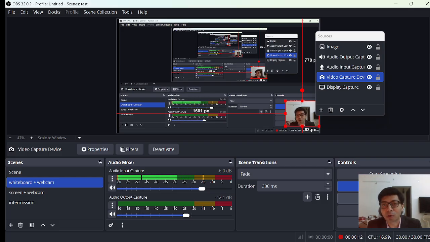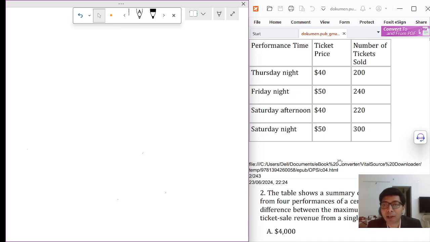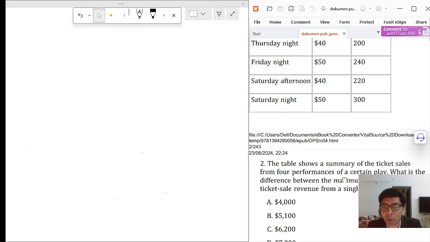Let us start solving the official guide problems, quant problems from the official guide 2024-2025, practice questions from quant. So let's go to the screen and let's start solving the problems. On the right side, we have the official guide here, and let's try to solve one problem from it. We'll take problem number 2.